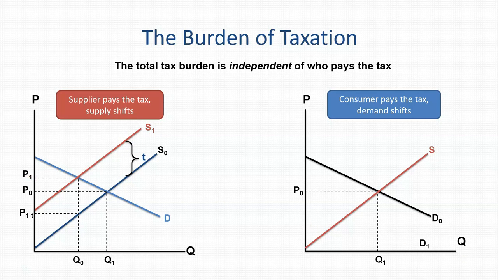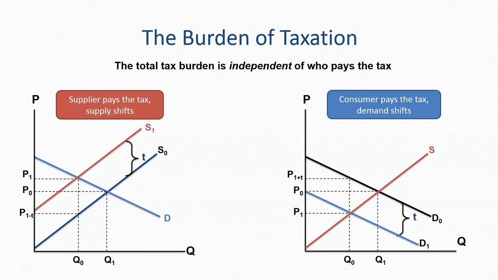In the graph on the right, I'm going to impose the exact same tax, but I'm going to impose it on demanders, which is going to shift the demand curve down by the amount of the tax. This is going to cause a lower price at P sub 1. Again, P sub 1 plus the tax is also going to be relevant in this graph.